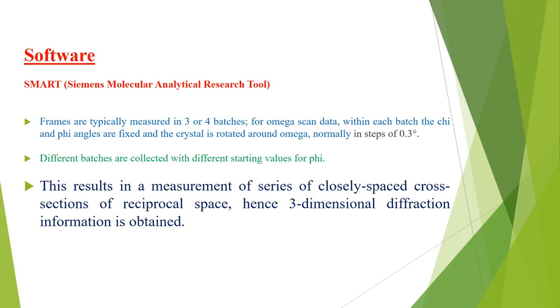So this is the tool known as SMART, Siemens Molecular Analytical Research Tool, which is used to measure the diffraction. It is also used for calibration and orientation matrix calculation, and it also records the frames of diffracted intensity data. This tool is very important in determining the structure of a single crystal, in which two angles are studied by using this tool. One is phi and the other is chi. These two angles are also studied to determine the structure, and this results in measurement of a series of closely spaced cross-sections of reciprocal space.